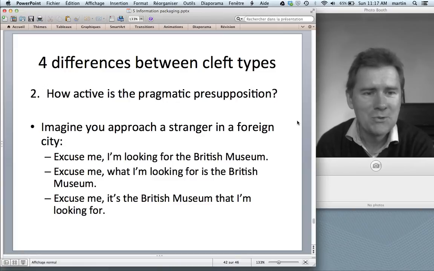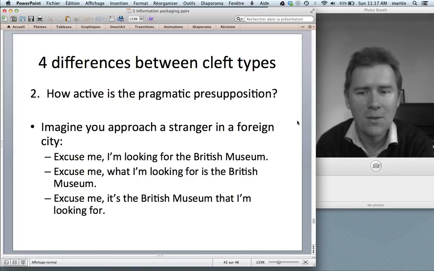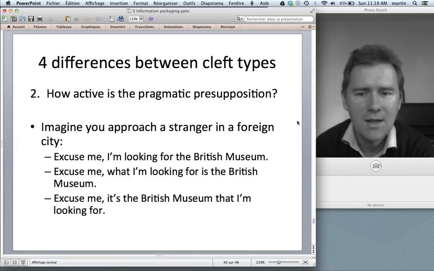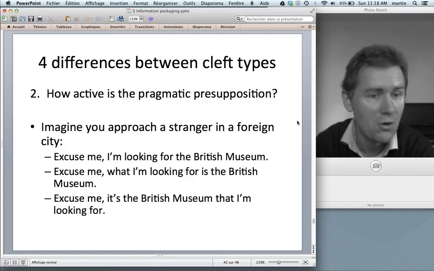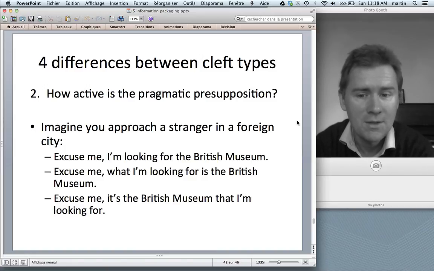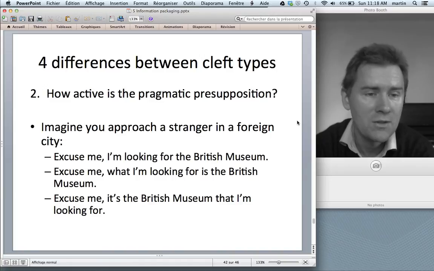Well, which one would you choose? There's one clear candidate, and that is the first option. Excuse me, I'm looking for the British Museum, because there you have a simple declarative sentence that does not make any assumptions about previously established common ground. The two clefts, the WH cleft and the IT cleft, do make assumptions about things that are already shared. In particular, what is presupposed, the pragmatic presupposition, is that I'm looking for something.